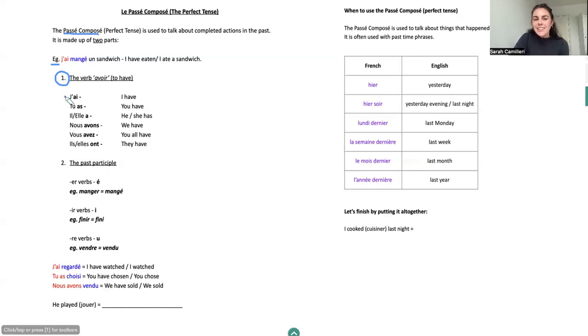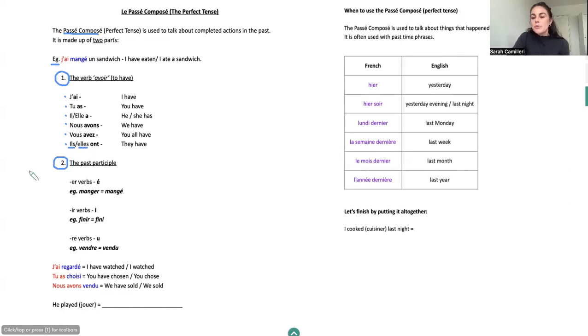We have j'ai, I have, tu as, you have, il a, elle a, he or she has, nous avons, we have, vous avez, you all have, ils ont, elles ont, they have, either mixed group or all males, or female group. The second part of this verb is known as the past participle.